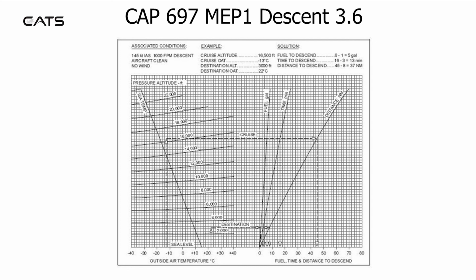3.6 is the descent graph. Going on the left hand side with the outside air temperatures from the cruise altitude down to the altitude of the destination. Go horizontally right to the fuel, time and distance lines and drop down to get sets of numbers. Subtract the smaller ones from the larger ones to get the fuel to descend, the time to descend and the distance to descend.